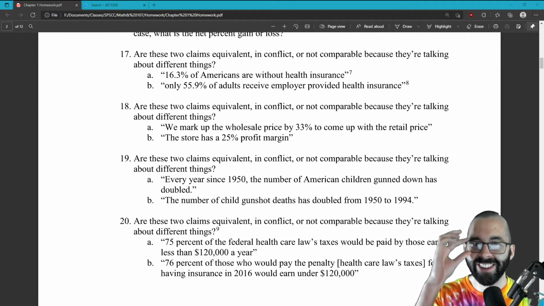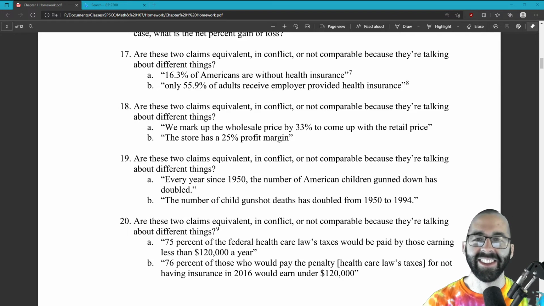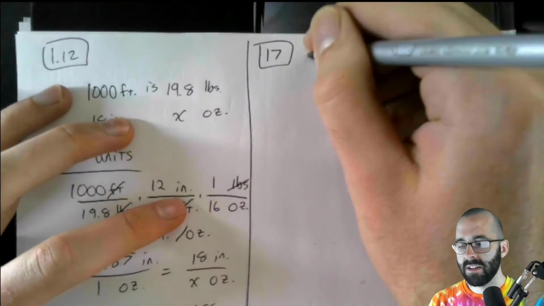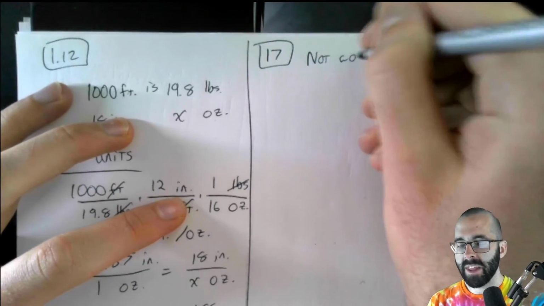Anyway, I'm not going to start talking about health insurance. But the answer is they're not comparable. These are not comparable statements. They're related. But that'll be our answer.